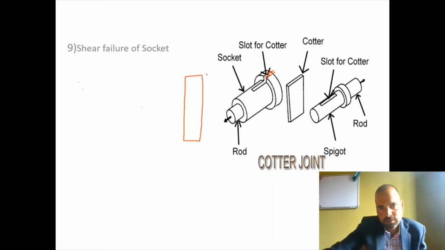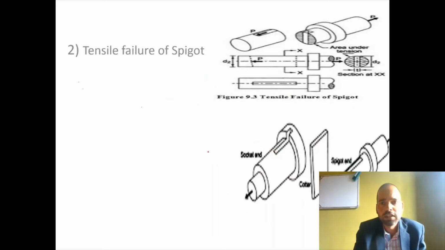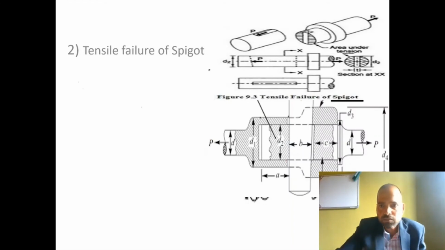If we draw a portion of the socket collar like this, what is the diameter of the collar? The diameter of the collar we have considered equal to d4. There is a central hole or central slot having diameter d1. So this much portion will try to get sheared off. What is the dimension of this? This dimension is equal to C. If you remember the assembly diagram, this is equal to C, right?